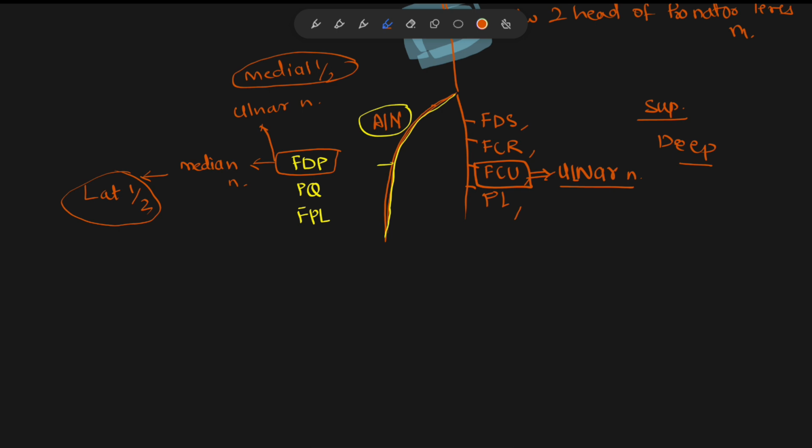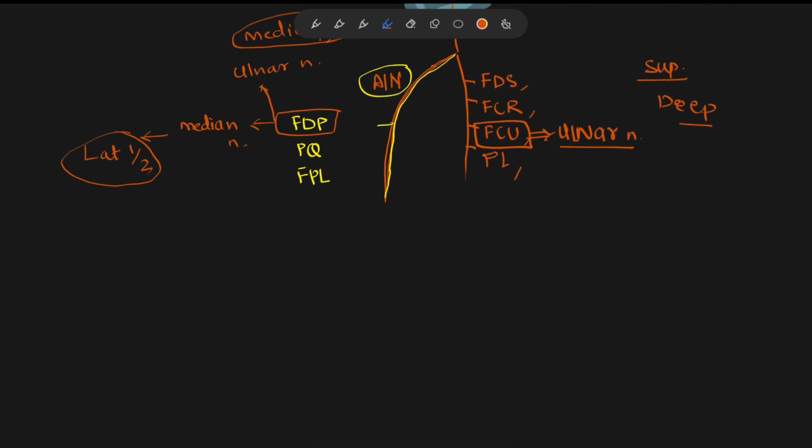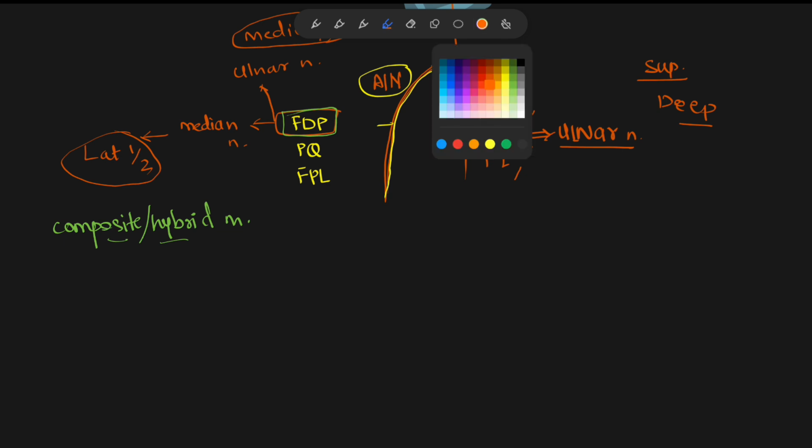Okay, and then, so that's why this muscle is known as a composite or hybrid muscle. We know that if any muscle is getting innervated by two nerves, that is a composite or hybrid muscle. That is why FDP is a composite muscle.